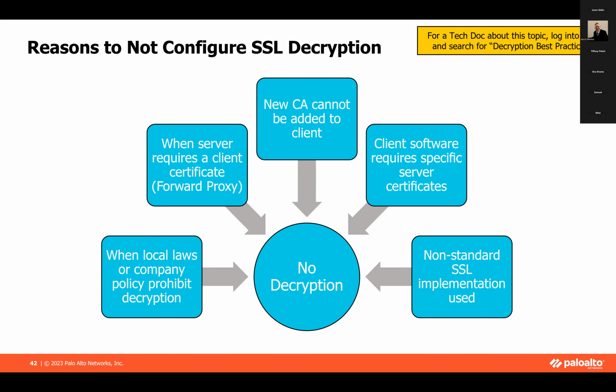Okay, reasons why you would not want to configure SSL decryption. One, when your local laws or company policy prohibit us from decrypting the traffic going across. Two, when a server requires a client certificate, where we have to forward that proxy in, a new certificate authority cannot be added to the client. Three, a client software requires specific server certificates. Back to that, a new CA cannot be added to the client.